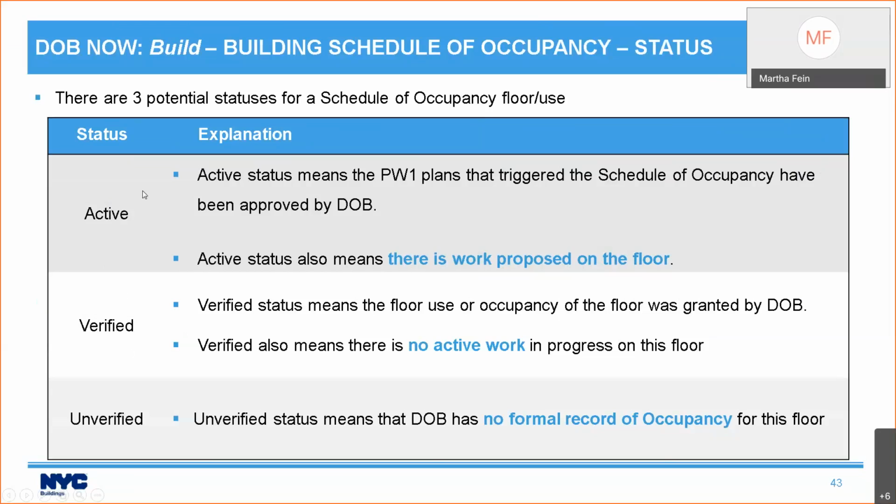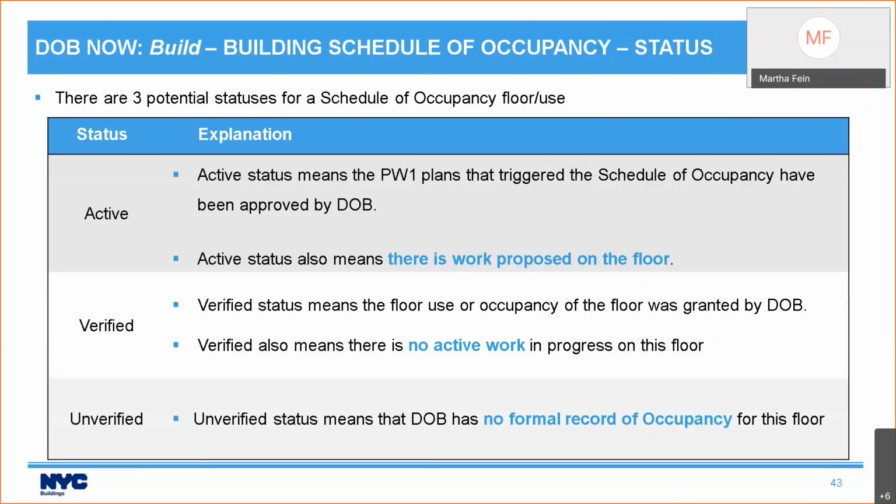Active status means that the job filing that triggered the schedule of occupancy has been approved by DOB, and there is work proposed on the floor. So when you're doing work on the floor, it will show up as active status. So our same building, I go in, I'm working on floors 1 and 2. I fill in proposed data for floors 1 and 2, and then just existing data only for floors 3, 4, and 5. Abhishek comes in a little bit later, and it gets auto-populated. The floors 1 and 2 will show up on his schedule of occupancy as active, which means they are locked. He can't do anything with them.